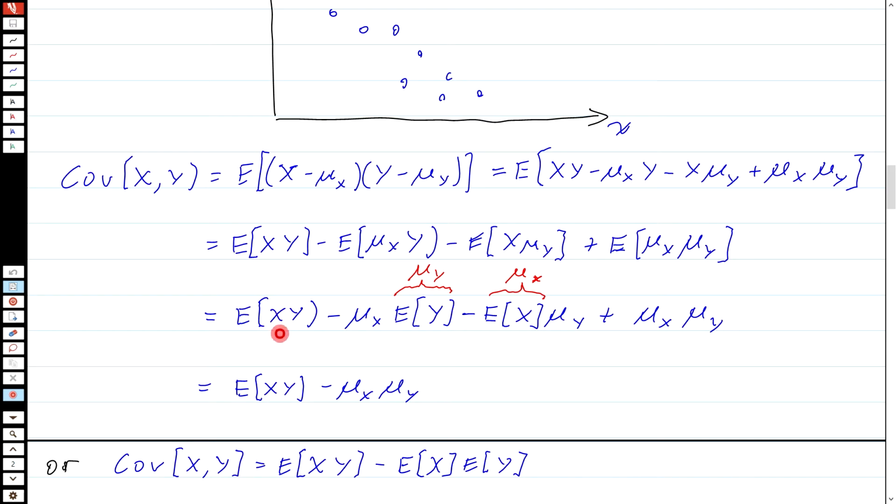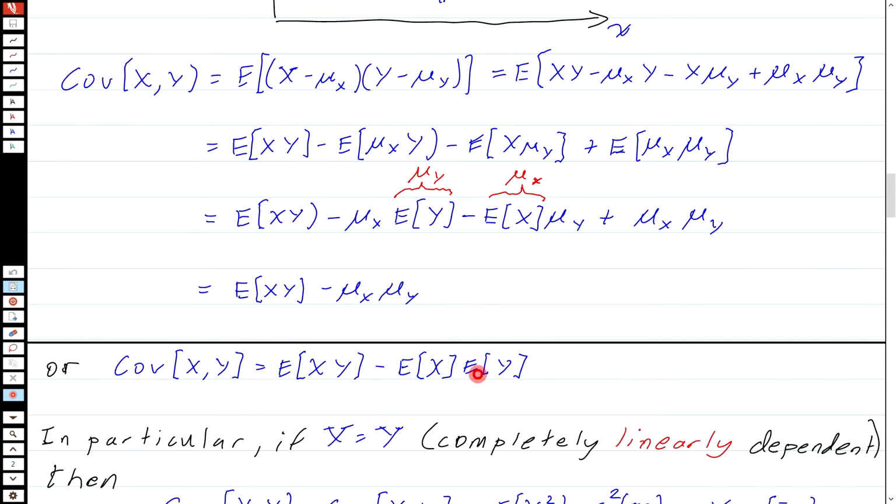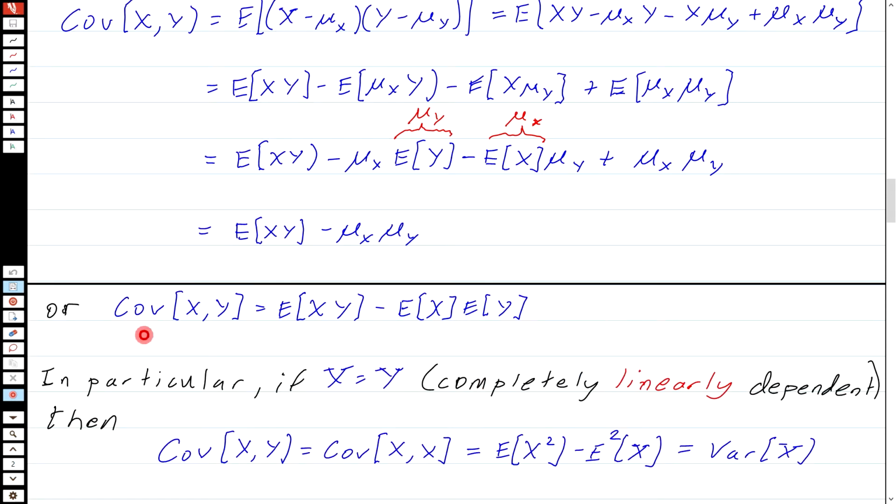Okay, so I get expected value of xy minus mu of x times mu of y minus mu of x times mu of y plus mu of x times mu of y. So it boils down to expected value of xy minus mu of x times mu of y. And I usually write this as follows. Covariance between x and y is expected value of xy minus expected value of x times expected value of y.